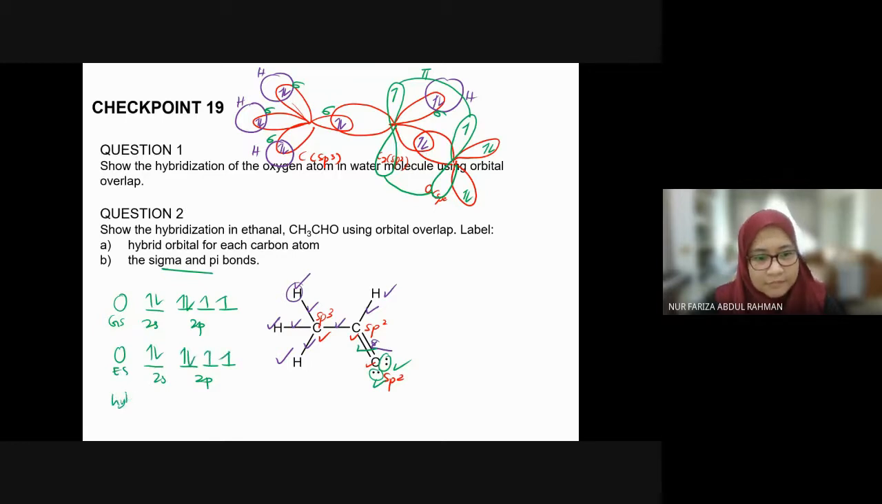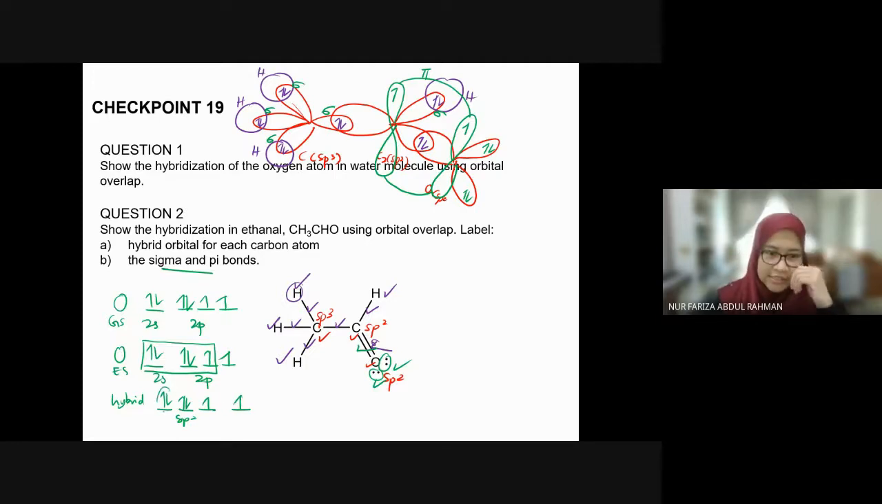Hybrid part. What did we want? We want SP2, right? That means you only take this one, guys. Only take this one. Don't always take everything. You already decided SP2 just now. Tada!